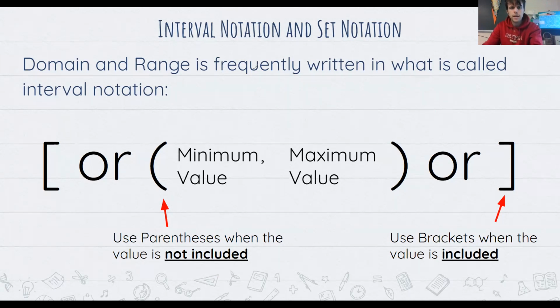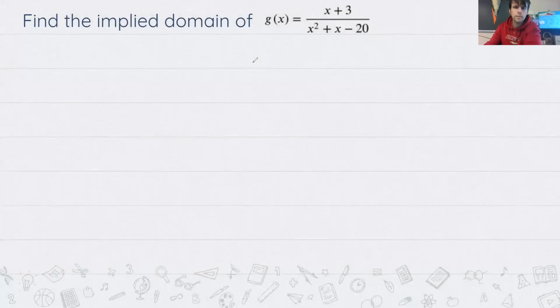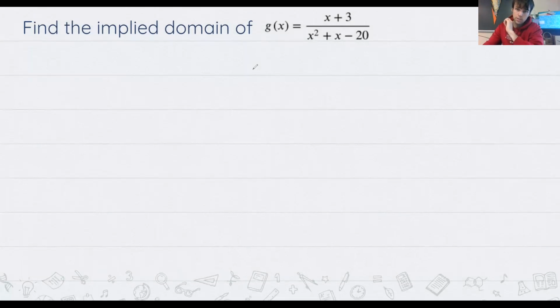Yeah, let's go back though. All right, so let's find the implied domain of this function right here. g of x is equal to (x plus 3) over (x squared plus x minus 20). Again, this is a situation where we have a rational function and we know that the denominator cannot equal 0. Those are the values that have to be restricted from our domain, cutting out all numbers except these.